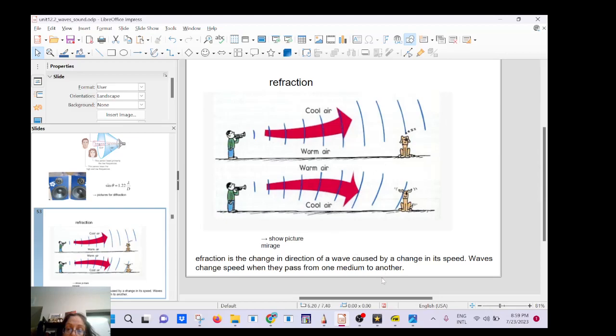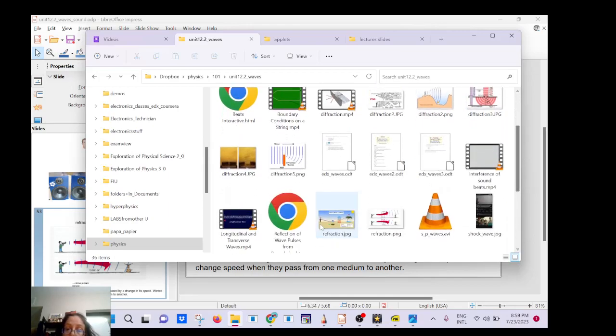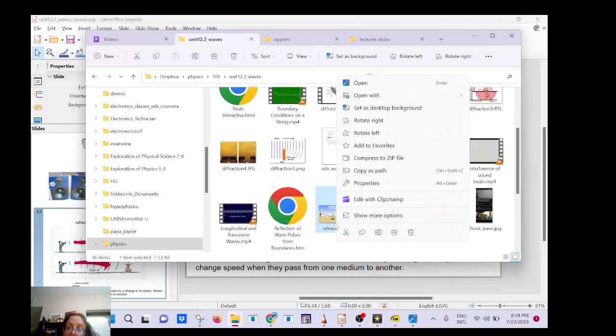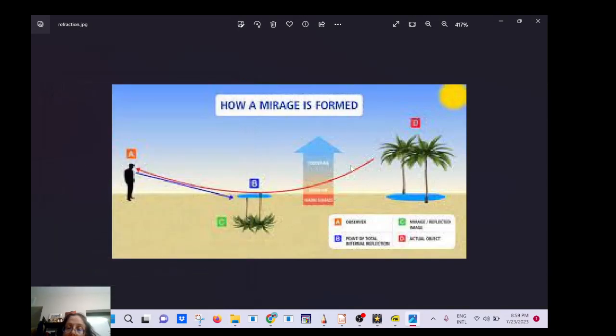So likewise, you can also explain the mirage. I have a picture of a mirage here. If you have a mirage, it's the light. So light will move faster in warm air and slower in cool air. Okay, so what's going to happen here?